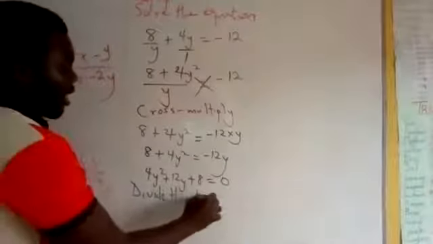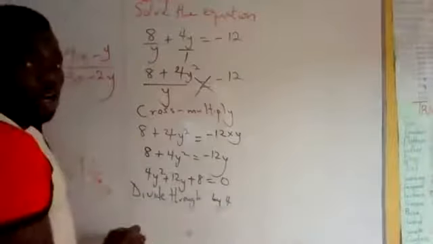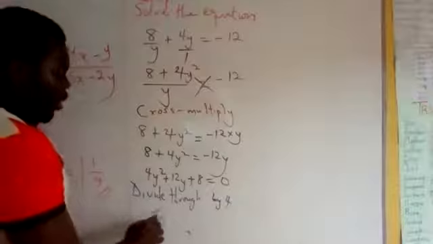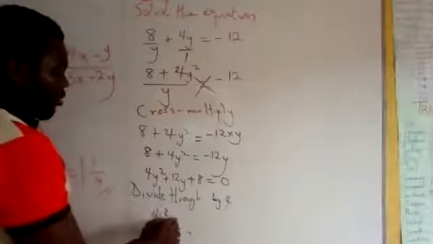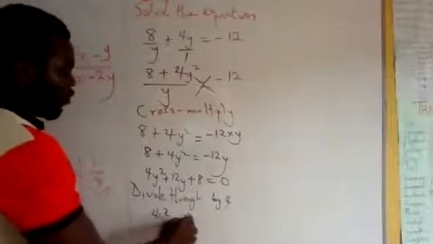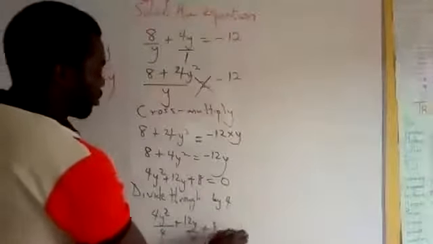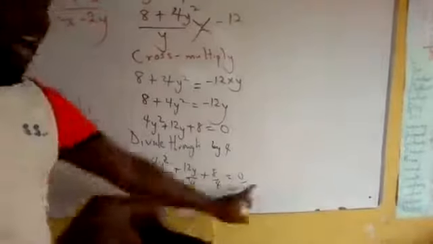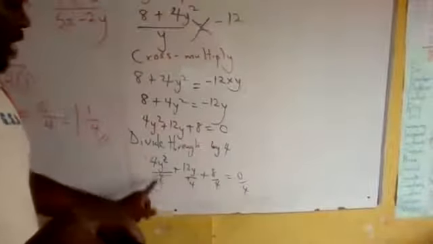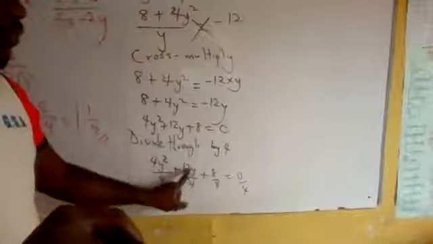Divide through by 4. So that will become 4y squared divided by 4 plus 12y divided by 4 plus 8 divided by 4 is equal to 0 divided by 4. Now, why did I do this? The reason is that I looked at what we have here and discovered that 4 can go round. 4 can divide 4 here. It's just a matter of sense.